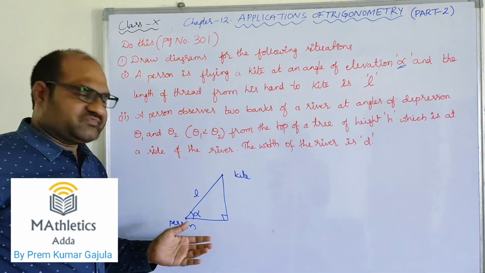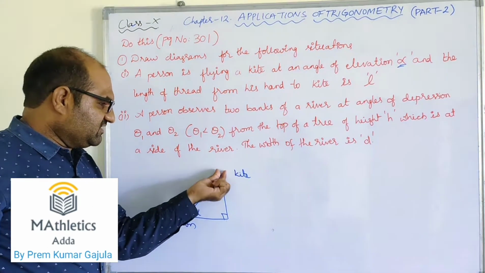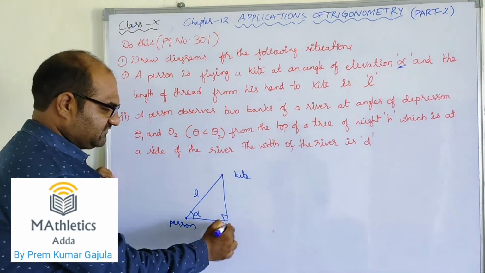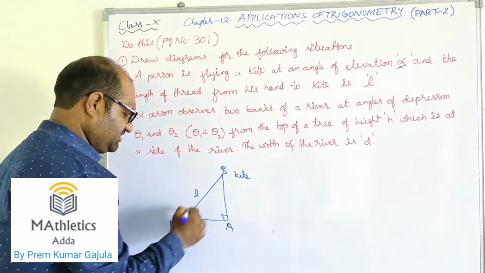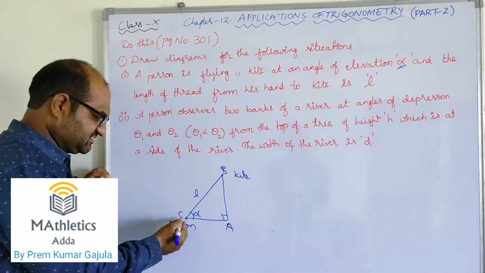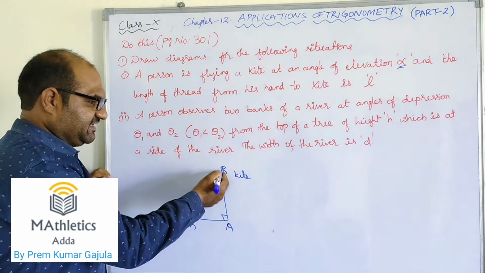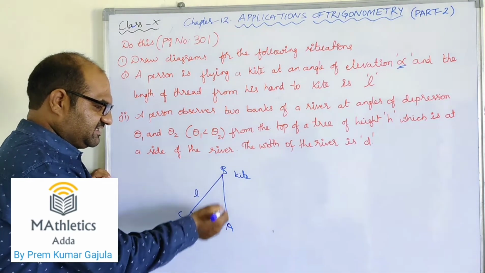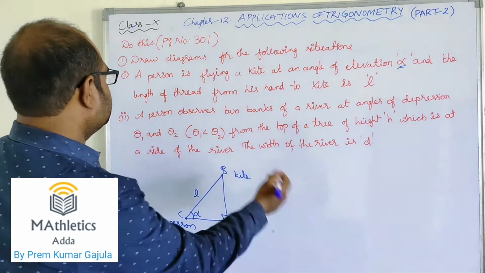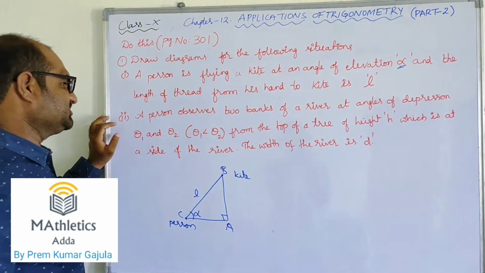But actually in problem solving we have to give names to the right angle triangle. You can give this as A, this as B and this as C. So we can suppose that the person is at C, the kite is at B, and at A the right angle is formed. Now let us draw the diagram for the second situation.